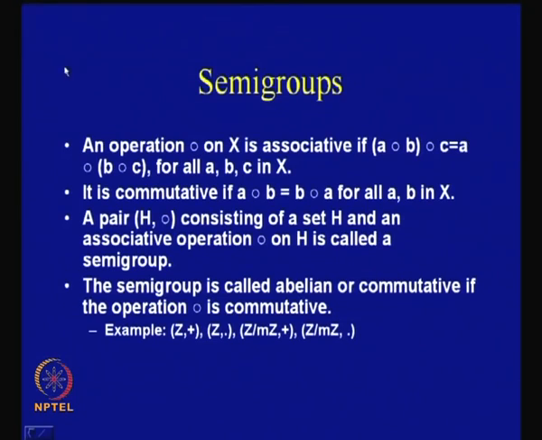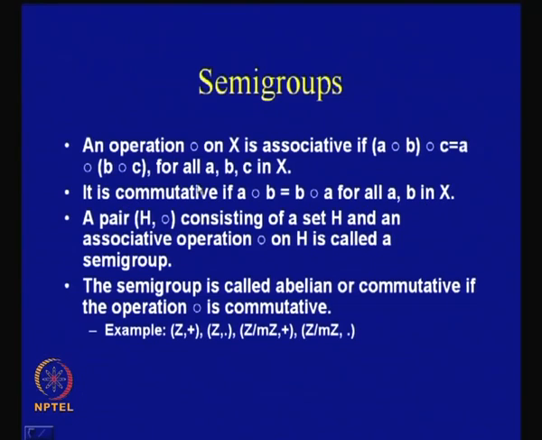Now, an operation, this circle, on X is associative. We would like to define associativity. It means that if I do (A operation B) operation C, it can also be performed as A operation (B operation C), with B operation C given priority, and this holds for all A, B, C in X. This is how associativity is defined. And we know what commutativity is: if A operation B is the same as B operation A for all A and B in X, then it is said to be commutative.